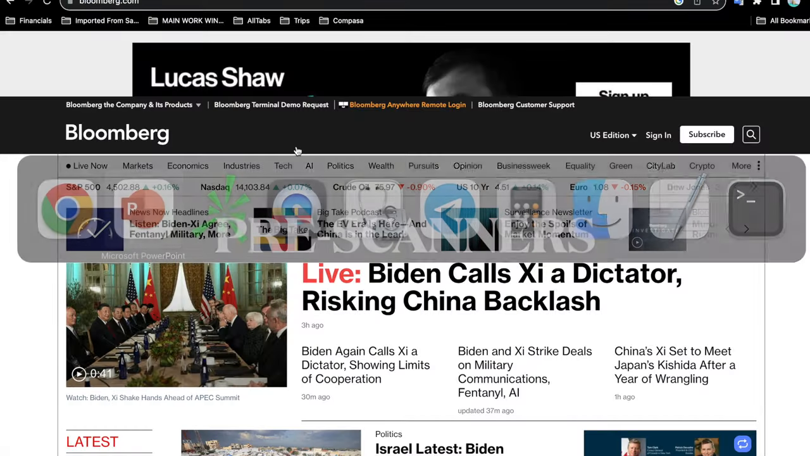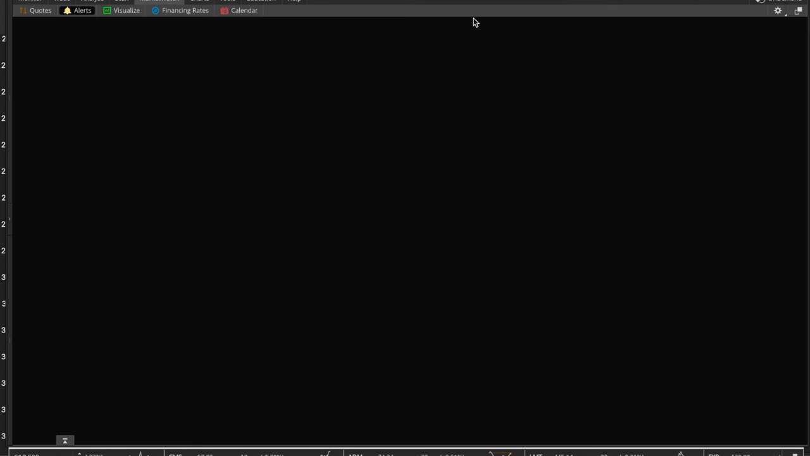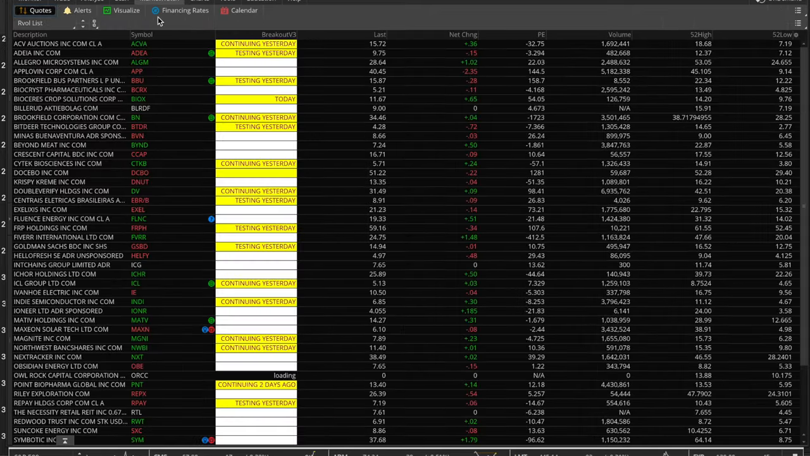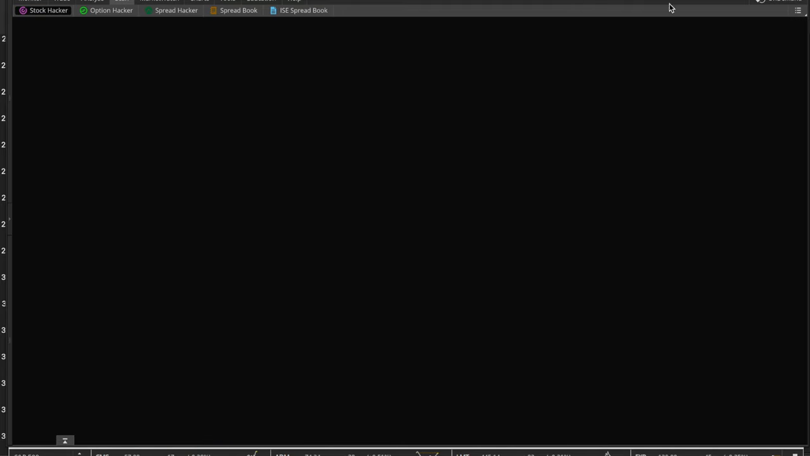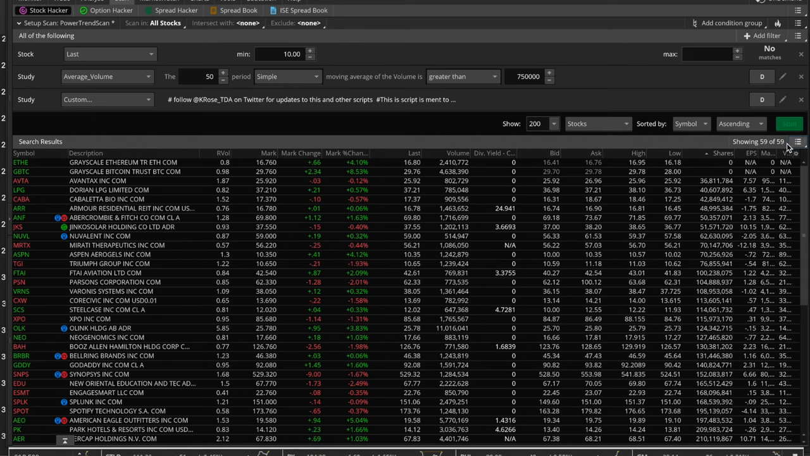Now there's a whole bunch of different scanners that we can look at. I'm going to come over here to the MarketWatch tab, go to quotes, and see if we can find, actually, let me jump over to scans, and here we go. So you can have your scans ready and made up. This one, for example, is a power trend scan. Okay, so you go ahead and hit scan, and we're looking in all stocks. That's pretty big, and we're getting 59 of them back.